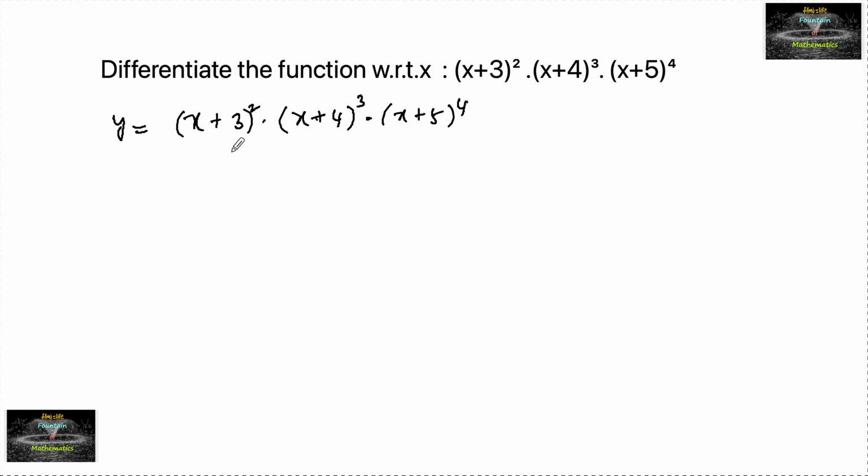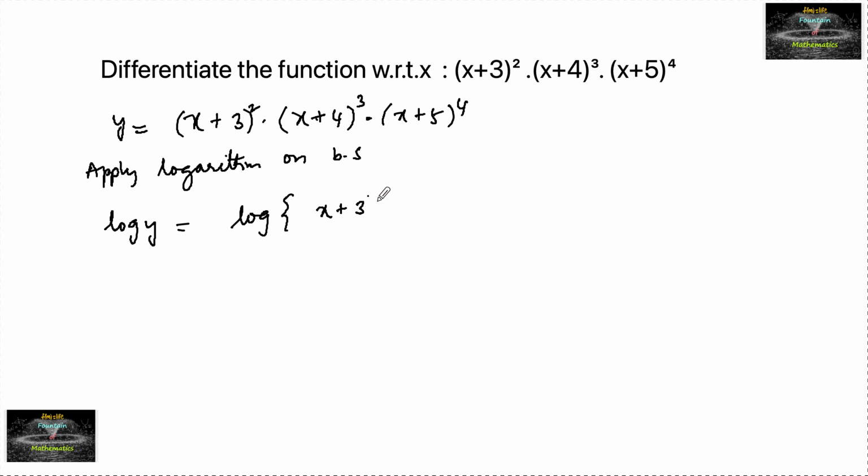Now let's find this differentiation by applying logarithmic differentiation. Apply logarithm on both the sides. So we have log y is equal to log of (x + 3)² into (x + 4)³ into (x + 5)⁴.